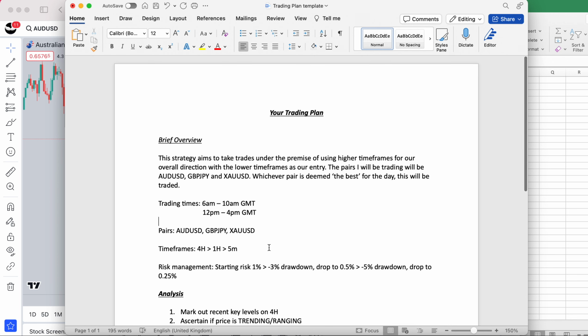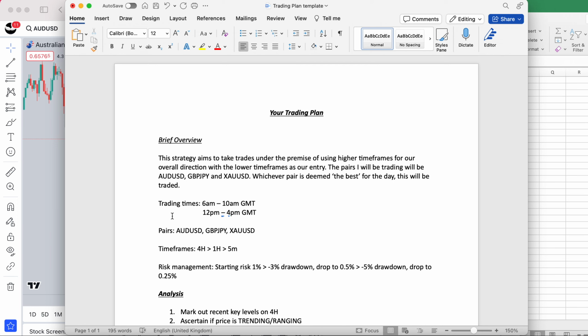So what do we have here? You want to have a brief overview of how your trading plan is going to operate. I've put here, this strategy aims to take trades under the premise of using higher timeframes for our overall direction with the lower timeframes as our entry. The pairs I will be trading will be AUD USD, GBP JPY, and XAU USD. Whichever pair is deemed the best for the day will be traded. I've also written out my trading times. We're going to trade from 6 a.m. to 10 a.m. GMT, and then we might take a little break and then go from 12 p.m. to 4 p.m. GMT.